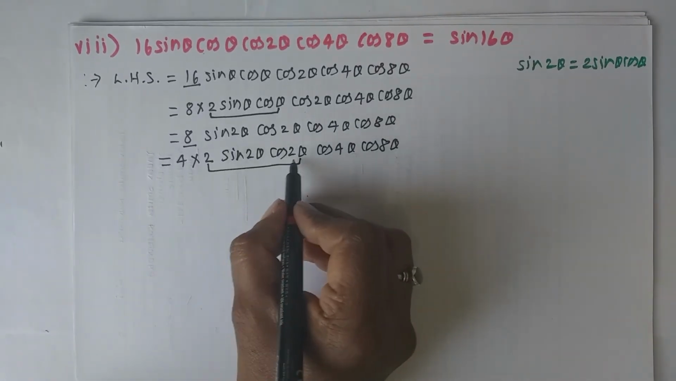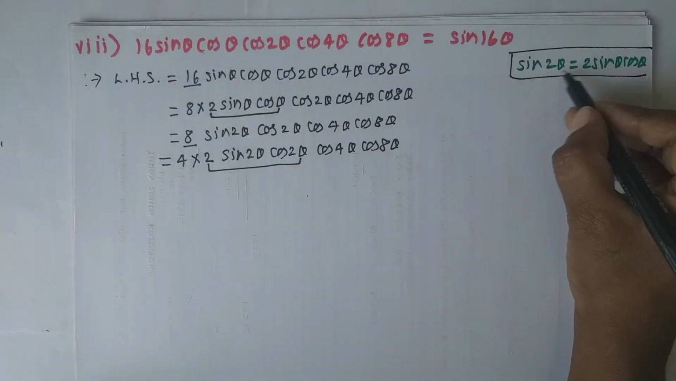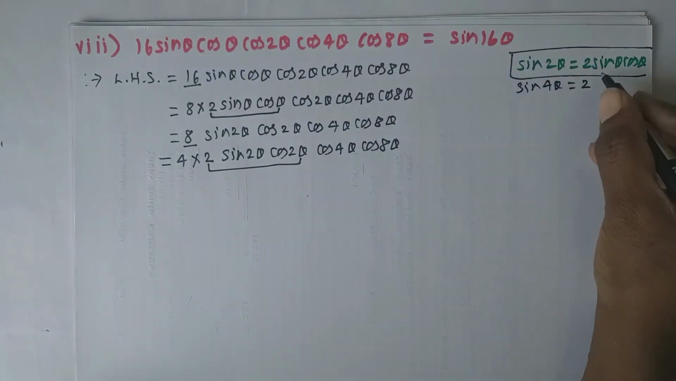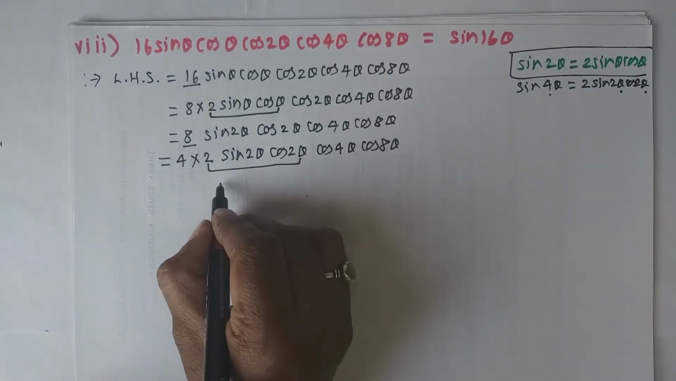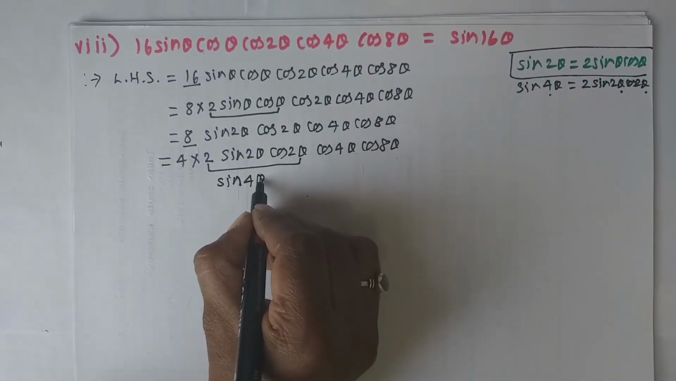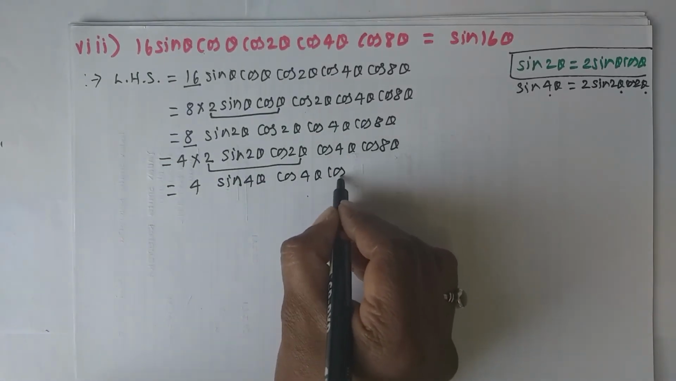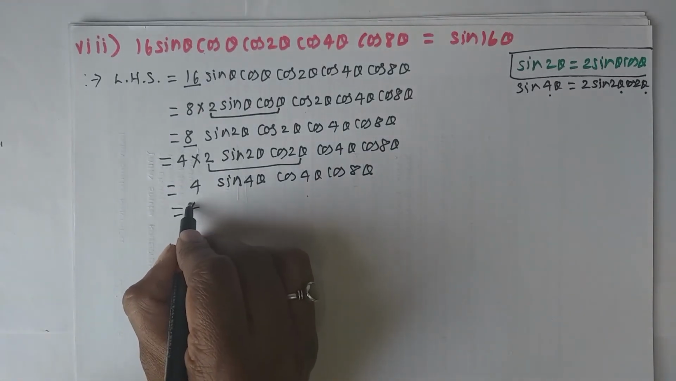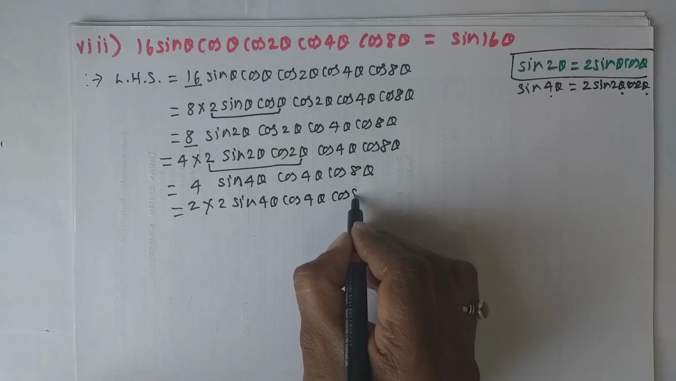This is 2 times sin 2 theta cos 2 theta, means modifying this formula. If here is the angle 2 theta, its half angle is here. If here is 4 theta, then what will be half of 4? That is sin 2 theta cos 2 theta. If here is angle 4 theta, here will be 2 theta. Means what is this? This is nothing but sin 4 theta. Now keep this 4 as it is and this cos 4 theta cos 8 theta as it is. Again in the next step I am splitting this 4 as 2 into 2. Keep sin 4 theta cos 4 theta and cos 8 theta as it is.